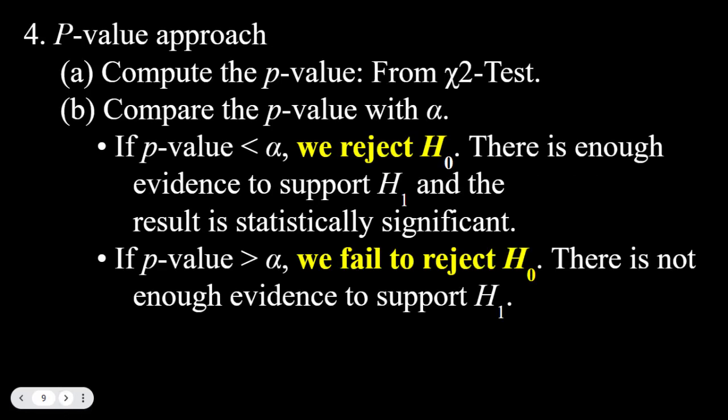The p-value approach is the one that we will use because we can do that on our calculator pretty easily. We're going to compute the p-value from our chi-squared test and compare the p-value with alpha. If p is less than alpha, then we reject H sub 0, the null hypothesis, and there is enough evidence to support our alternative claim, H sub 1, and the result is statistically significant. If the p-value is greater than alpha, we fail to reject the null hypothesis, and there is not enough evidence to support our alternative hypothesis.